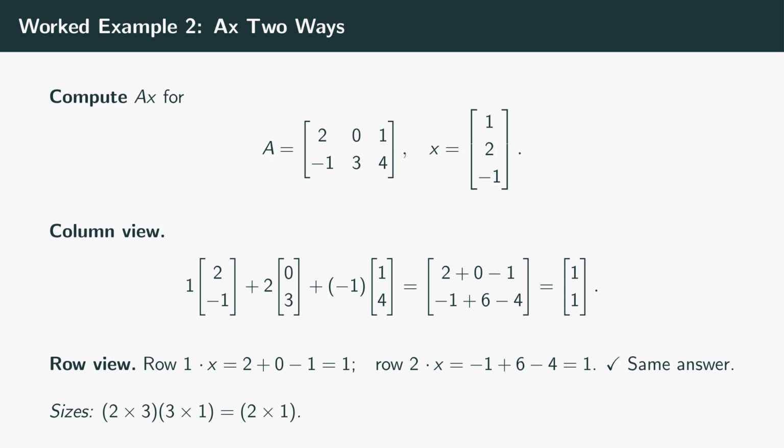Adding the first components, 2 plus 0 minus 1 is 1. Adding the second components, -1 plus 6 minus 4 is 1. So A times x is the vector 1, 1.